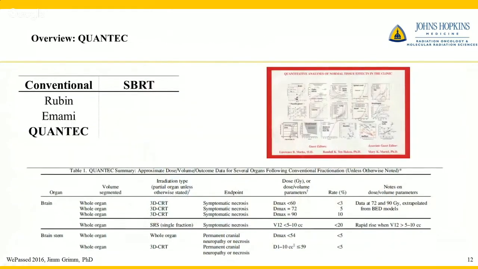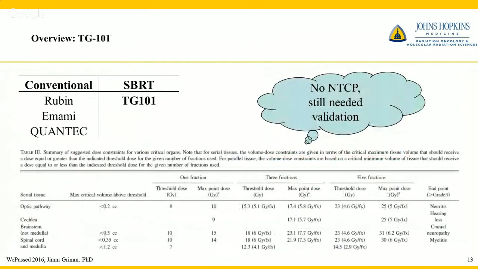So QUANTEC, this is Dr. Marks and Ten Haken, Martel, many other leading pioneers in the outcomes analysis. 16 critical structures, each with a dose response model, and dose tolerance limits with estimates of risk. And we'll go through some examples of these and try to compare with other things. So now moving over to SBRT, TG101, it's also a very comprehensive table of dose tolerance limits, but no estimates of risk. So the validation is still needed.